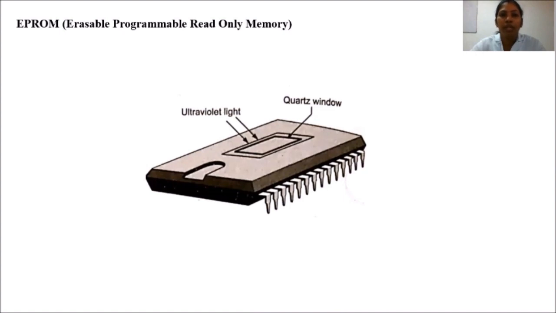The important point is that we can erase the stored data in the EPROM by exposing the chip to the ultraviolet light through its quartz window for 15 to 20 minutes. So it is not possible to erase selective information. When erased, the entire information is lost. The chip can be reprogrammed.